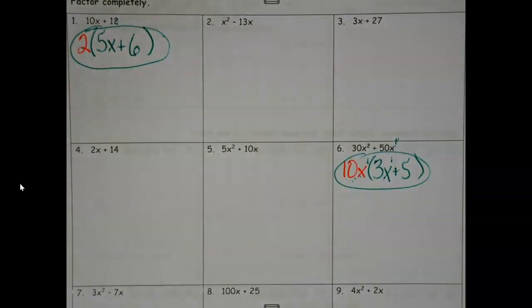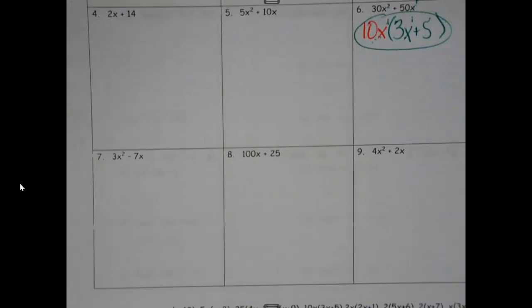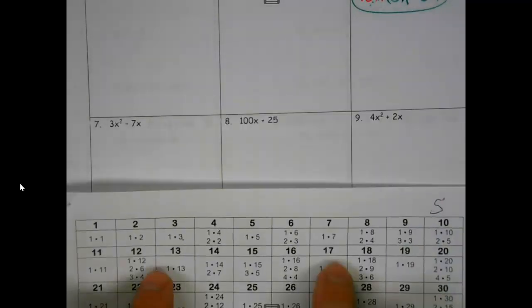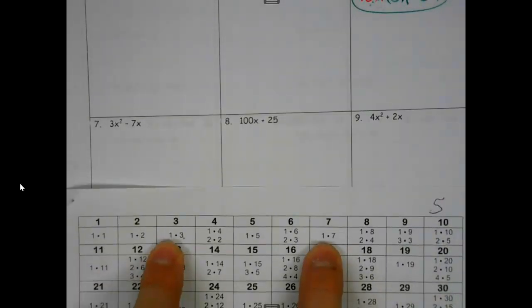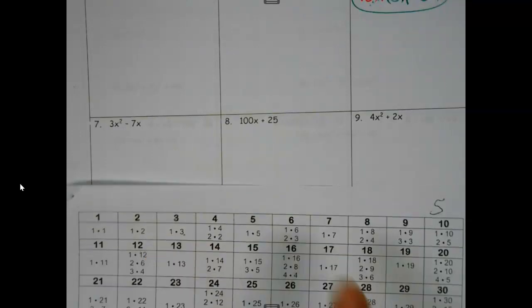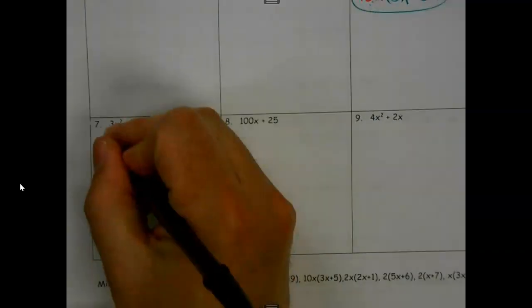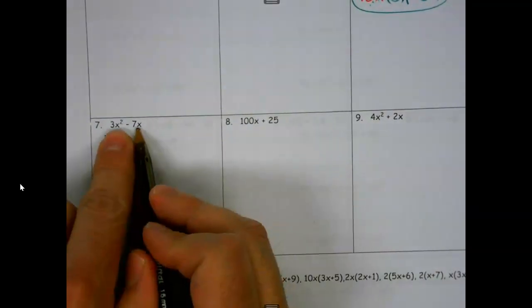One more on this side I want to do. 7 is the one I want to hit. Because I look at 7 and I'm like, well, wait a minute. 3 and 7, the only thing they have in common is 1. Do I pull out a 1? I don't really need to. I mean, you could. I can take an x, though.